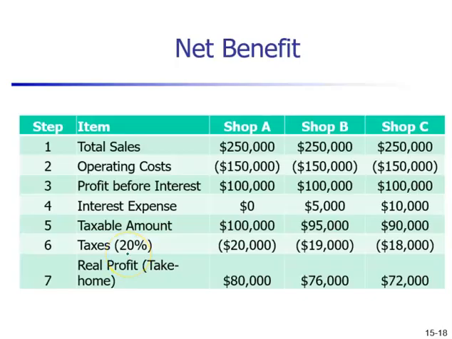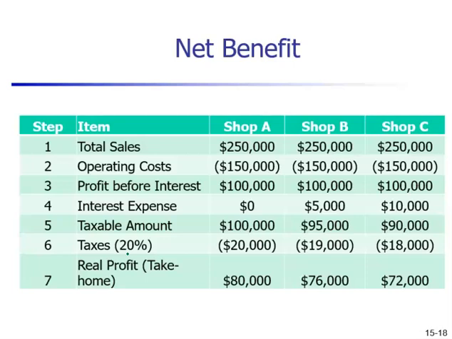Net benefits for each shop. For Shop A, it is 80,000. Shop B, 76,000. And Shop C, 72,000. It makes sense. We expected this trend, that Shop A should have the highest profit, and Shop B should have higher profit than Shop C, because Shop C has a bigger loan.